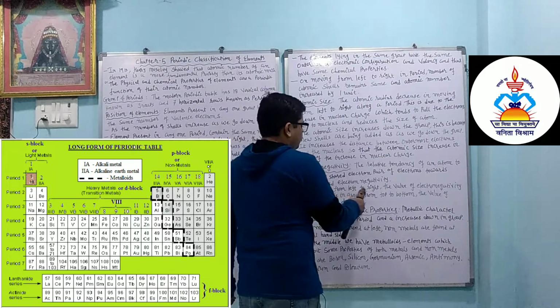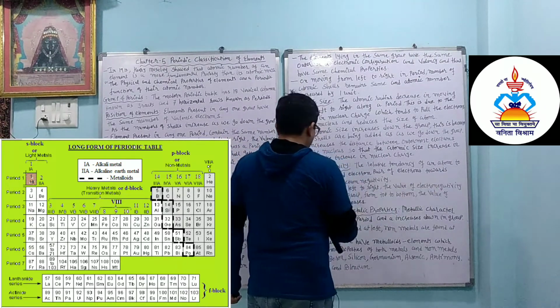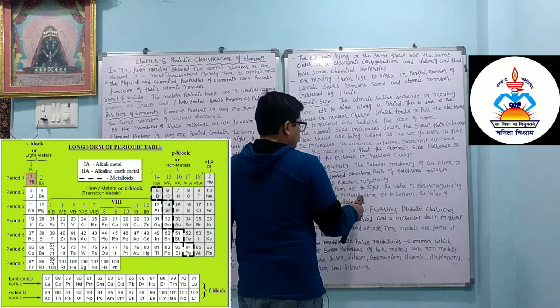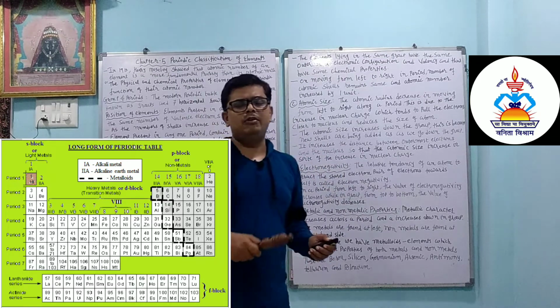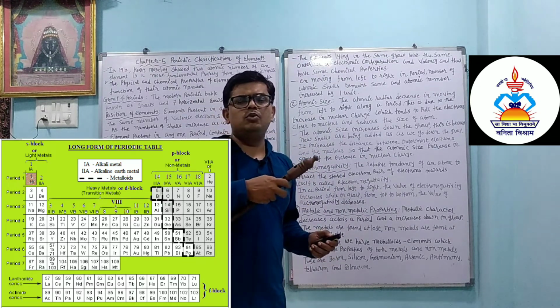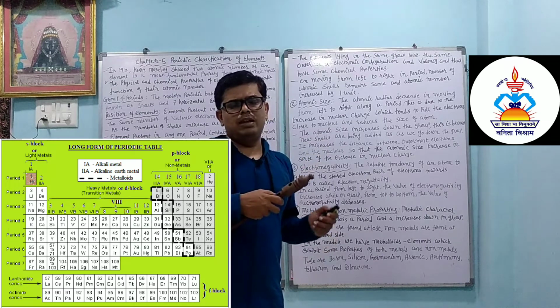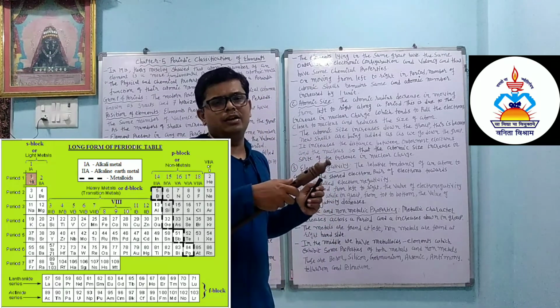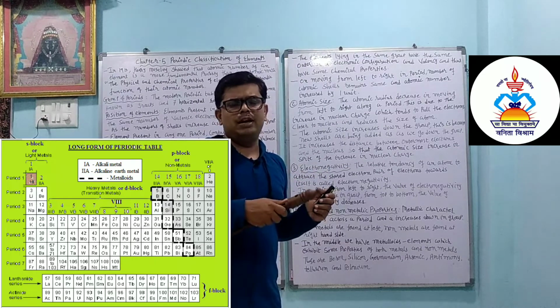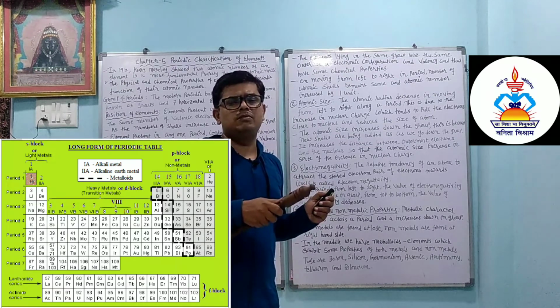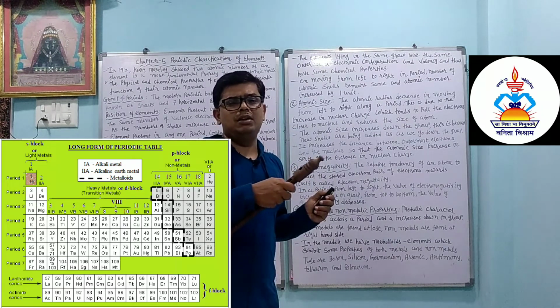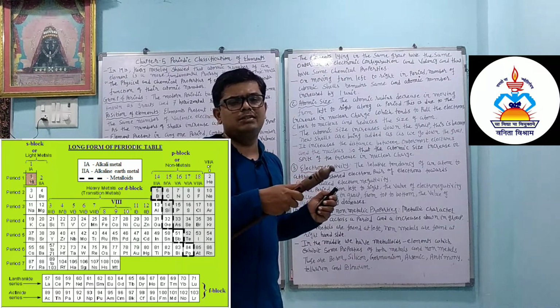In a period from left to right, the value of electronegativity increases, while in a group from top to bottom the value of electronegativity decreases. Electronegativity means the tendency of an atom to gain the shared electron. Whenever we move from left to right, electrons enter into the same orbit, the same shell or same energy state, and because of that reason it has more tendency to gain electrons. So electronegativity increases when we go from left to right.